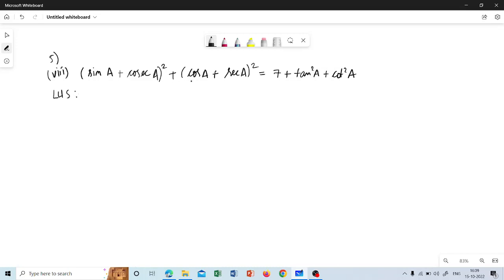I will expand using the formula (a plus b) whole square is equal to a square plus b square plus 2ab. I can interchange 2ab in between or b square, that doesn't matter for the time being. So using this identity I can continue.